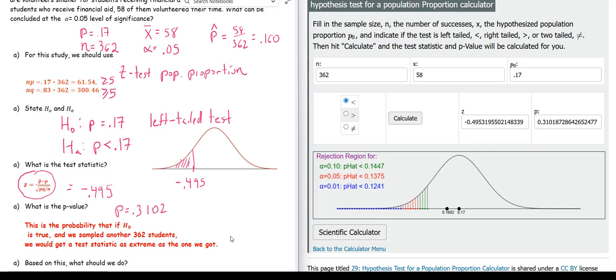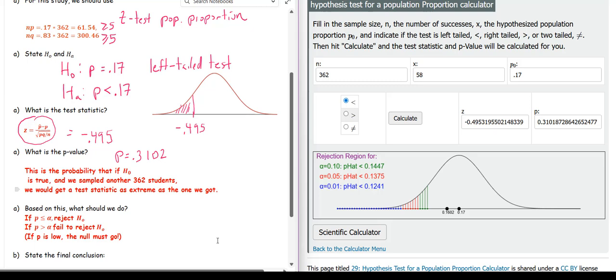And so that means that if we selected another 362 students and did this whole test again, that is the probability that we would get a test statistic as extreme as the one we got. So the rule is if P is low, the null must go. In this case, P is not low. P is 0.3102, and that's actually greater than our significance level, which is 0.05. So that means we're going to fail to reject H0.